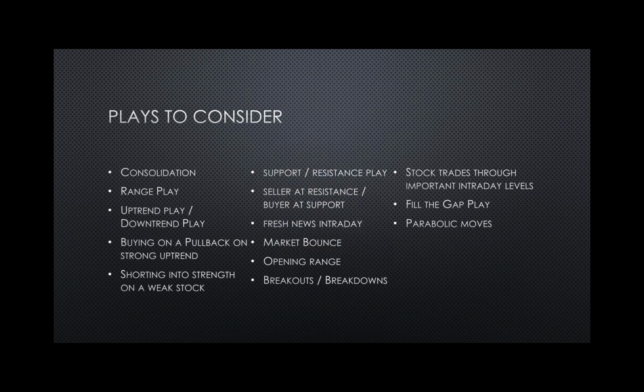So let's talk about the plays that you should consider for your playbook. There are a number of them here. Let's go through some of them. Consolidation plays and range plays. These are plays that you'd play when the market's either channeling or kind of choppy. Uptrend, downtrend plays. So what are you going to do if a market is trending upwards or downwards? For instance, you might want to buy on a pullback if it's a strong uptrend, or short into strength on a weak stock or weak trend.